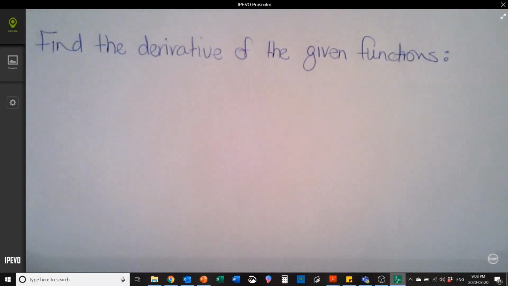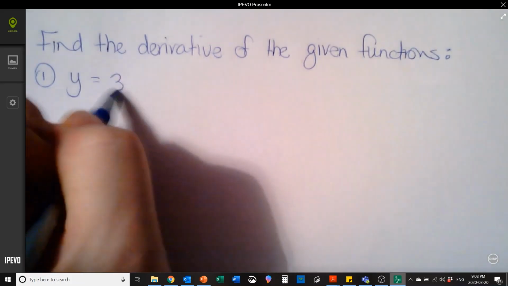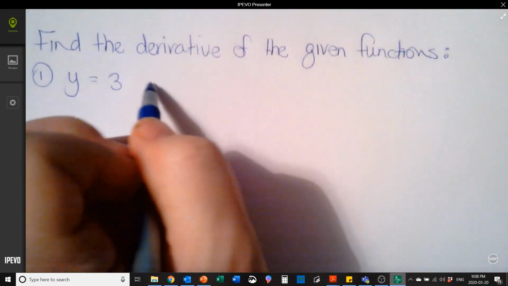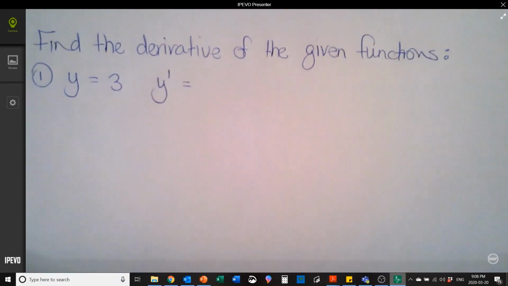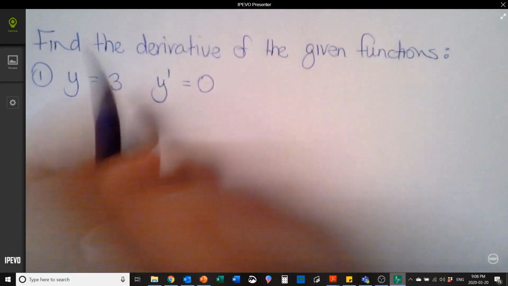Alright, we're going to find the derivative of the functions that are given. Let's start off with y equals 3. Y prime in this case I know is 0, because this is the derivative of a constant.